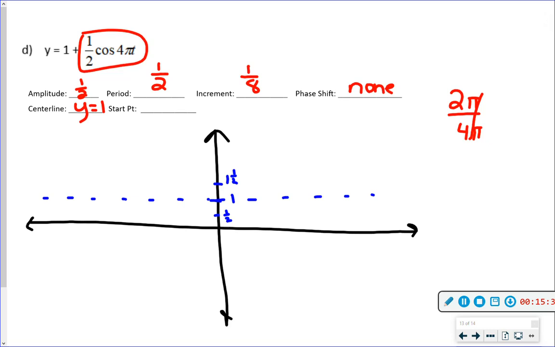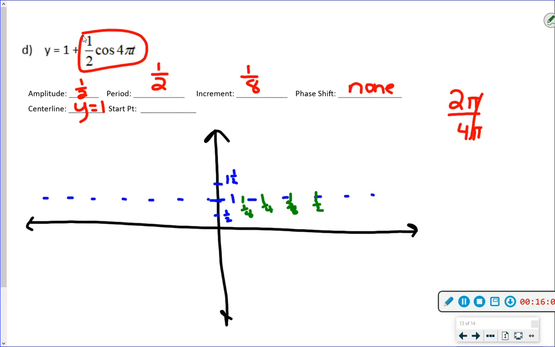Now, no phase shift. We're incrementing by an 1/8. I do not care if you mark the increments on the x-axis or your center line to draw your eye to it. I'm going to do them on the center line. 1, 2, 3, 4, and counting by an 1/8. 1/8 plus an 1/8, 2/8. 3/8. 4/8. I just reduced them down.